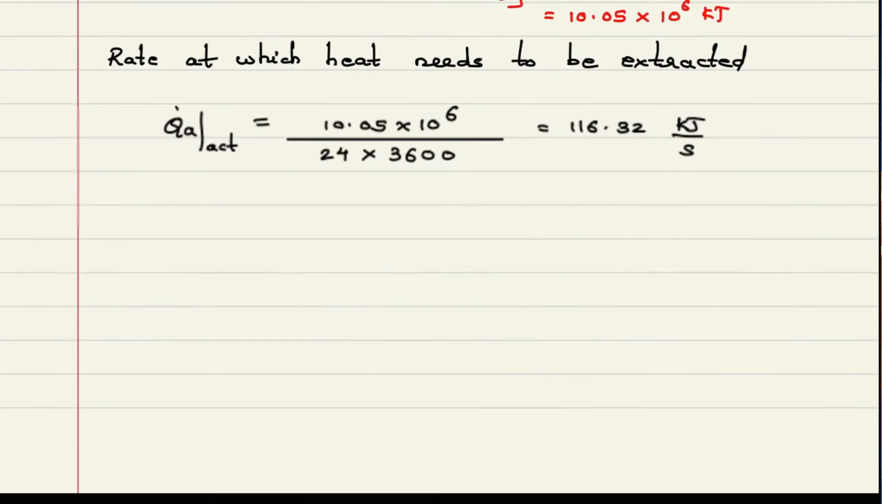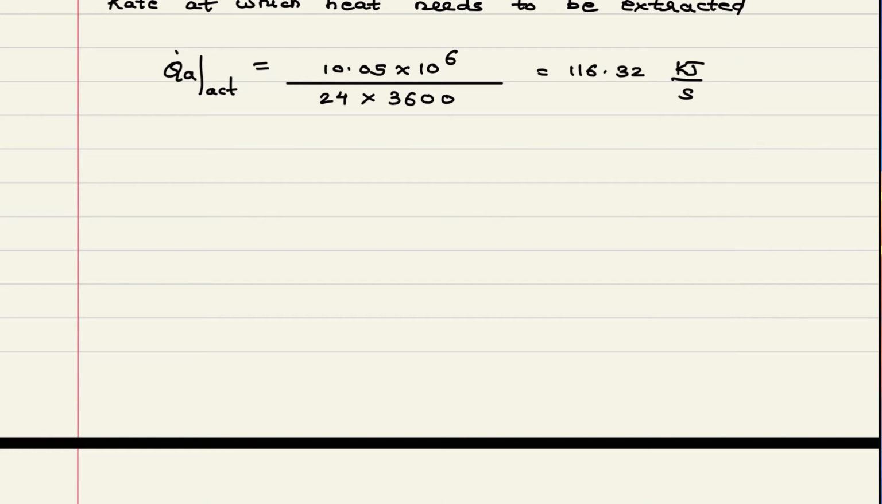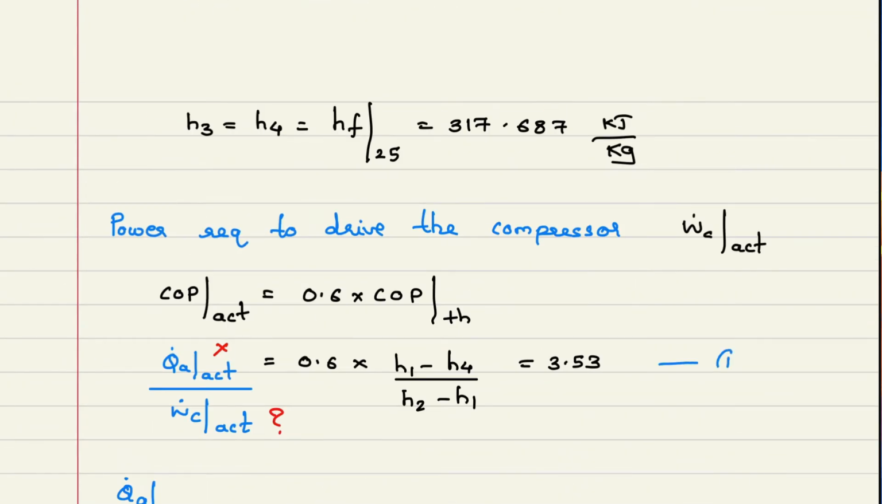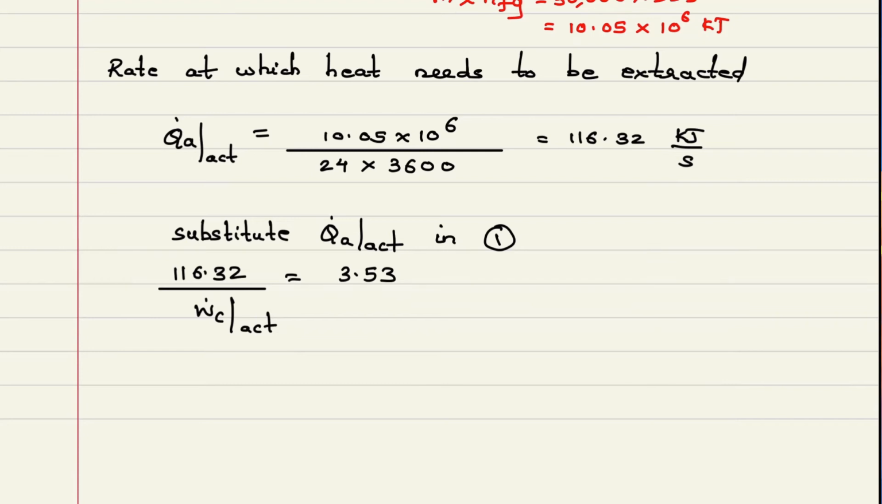Okay, we have calculated Q dot A actual. So on the left hand side we have Q dot A actual, which is 116.32, divided by W dot C actual, is equal to 3.53. So from here the only unknown is the power consumed by the compressor, which is equal to 33.04 kilowatt. This is the final answer.